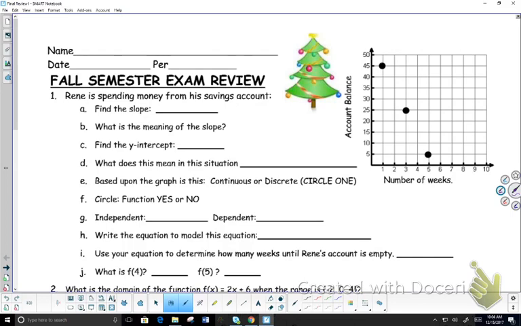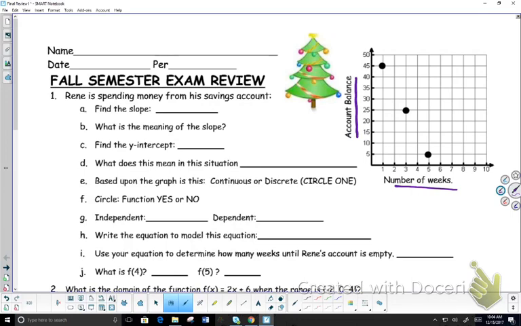So looking at this, we've got Renee spending money from her savings account. I want you to think about that. I've got money in my account, and over a certain number of weeks, I spend money each week. The thing you may not know about a savings account is you can only make so many withdrawals. So this is actually a discrete scenario. It's not like using a card where she's continuously spending it. She's pulling out chunks of money.